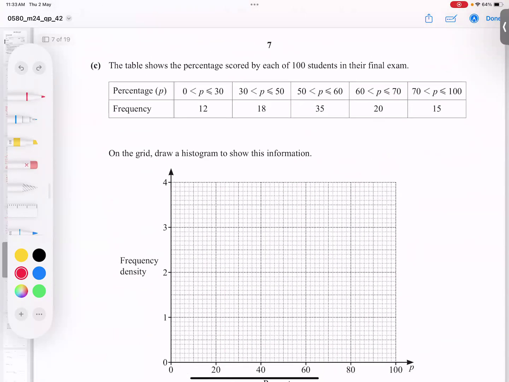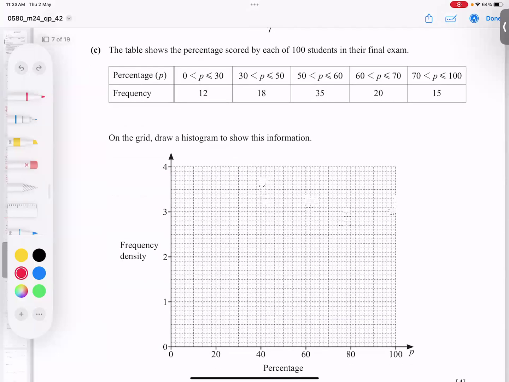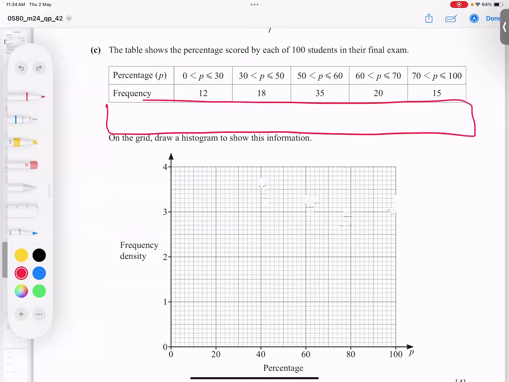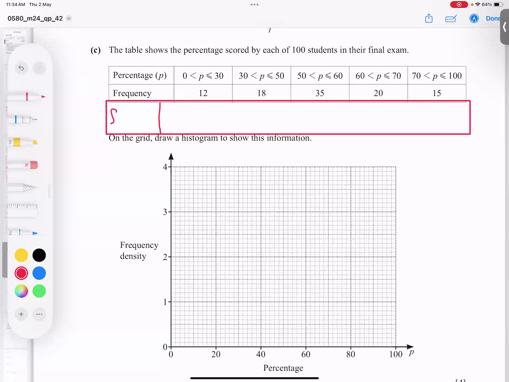Next question. The student is asking us, we have the percentage scored by 100 students. So 12 students are in this category, 0 to 30, and 18 students are in this category. Very clear. And he is asking to find the frequency density. We have a special formula for it. Frequency density is equal to frequency divided by class width.